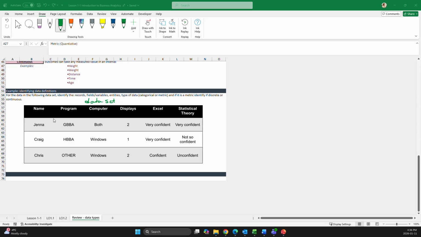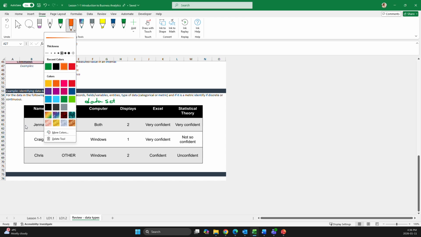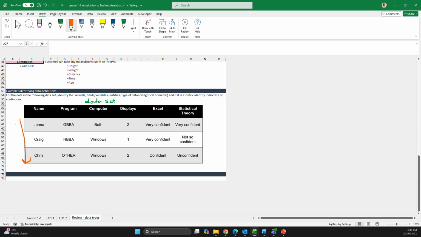And then we have specific names for what's used in the rows and what's used in the columns. For these rows, for each person, Jenna, Craig, and Chris, this is information about that person. So we call this row information in the data the records or the cases. So each person has a record, or you can call it a case.